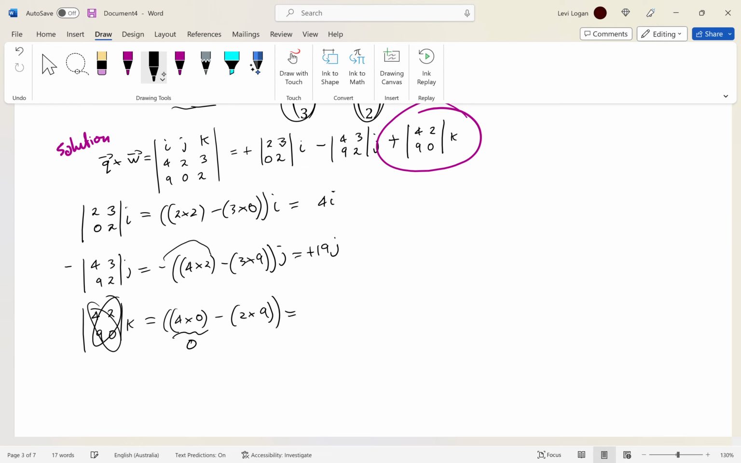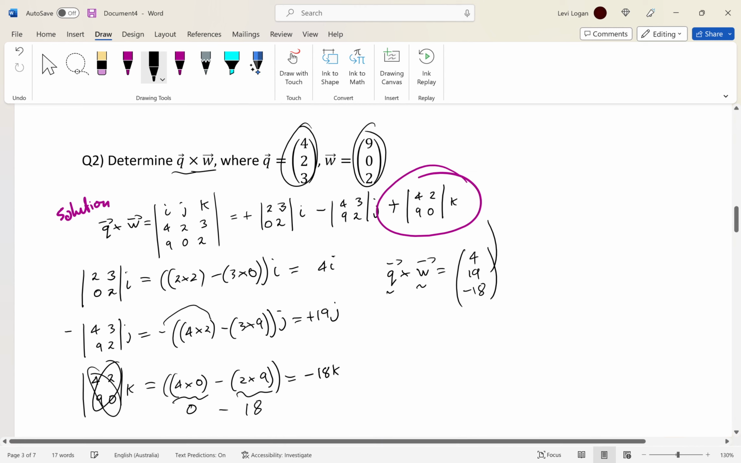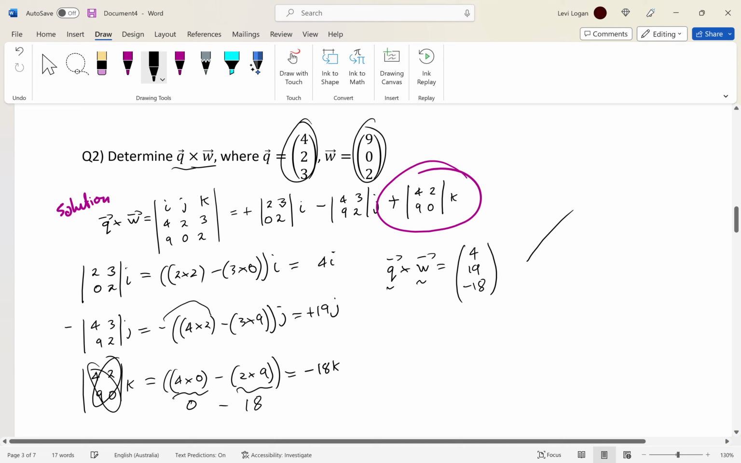This is going to be 0. This is going to be negative 18, so we're going to have negative 18k. Alright, so therefore Q crossed with W is going to be the vector 4, 19, negative 18. Boom. Alright, let's go on to our last question now.